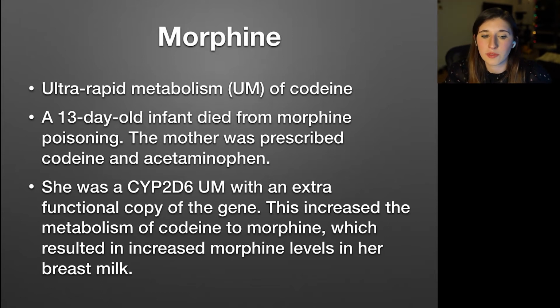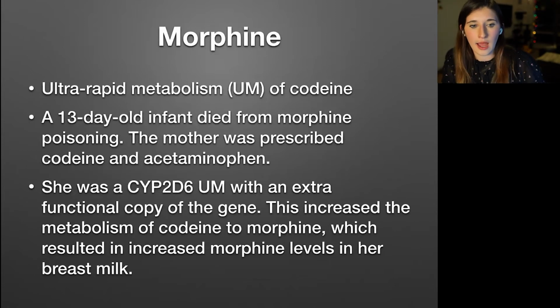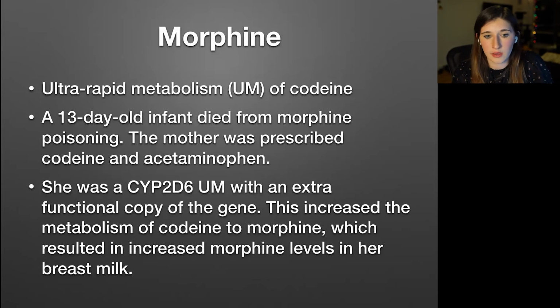And so most people who are ultra rapid metabolizers of codeine, if that's the parent drug that they're taking, will have an excess of morphine in their system. So this was a woman who had just given birth, and part of her recovery was that she was prescribed codeine with acetaminophen. And this ended up proving fatal for her 13-day-old infant, who died from morphine poisoning through breast milk exposure.